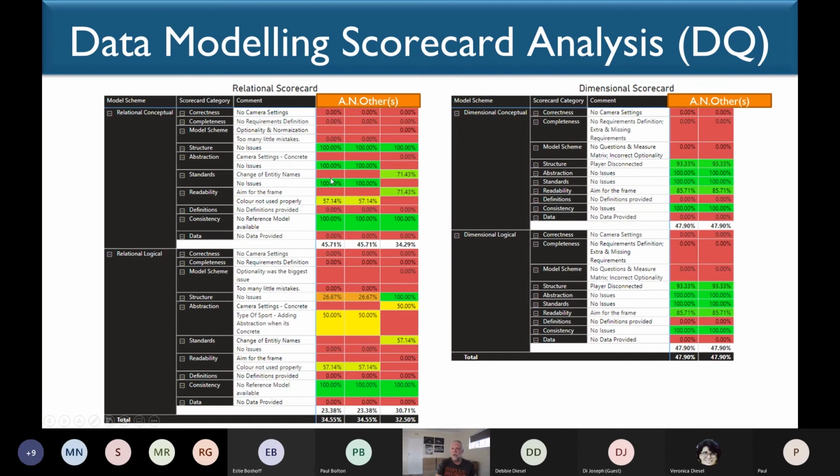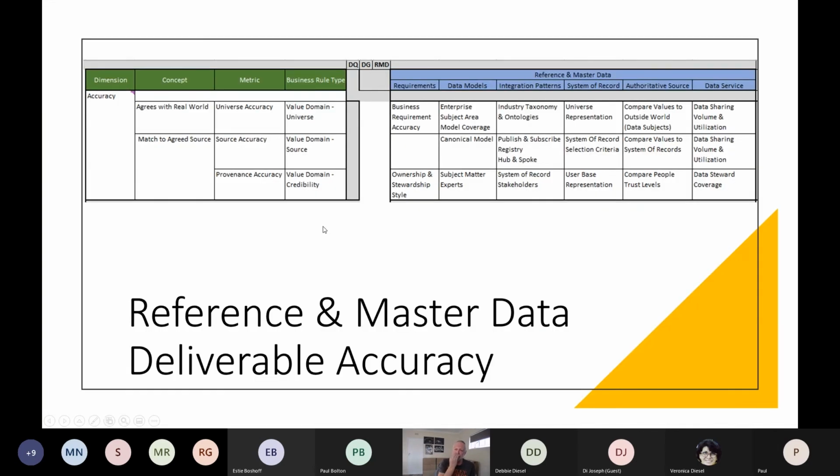Okay. All right, so this is what I see in terms of the deliverable accuracy for reference and master data. So are my requirements accurate? Are my data models accurate? Do I link to industry taxonomies in terms of the integration? My system of record, does it represent my universe? The authoritative source, how does it compare to what I've collected?